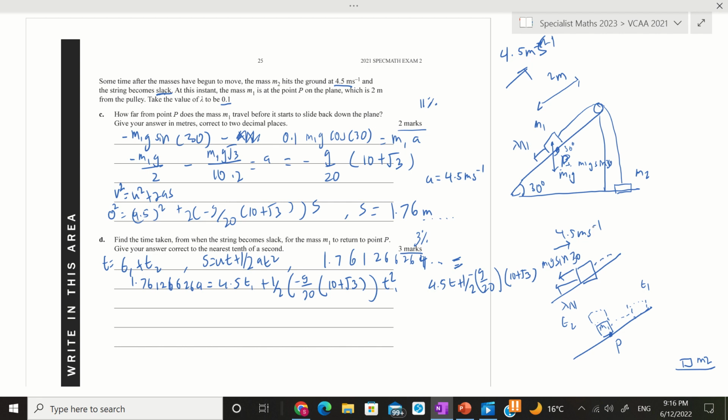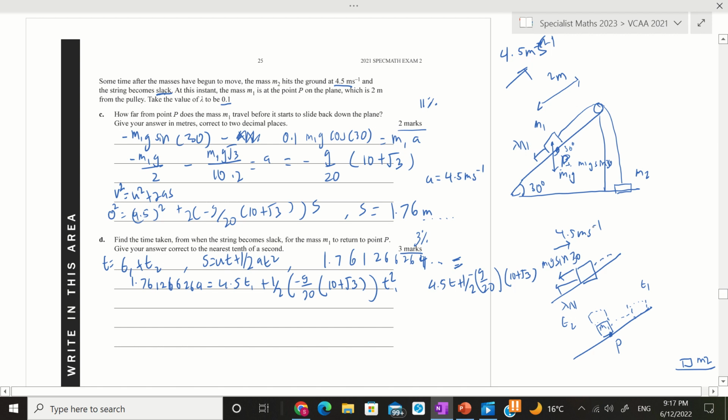The next thing we want to find is this t2 time. After it reaches t1, a certain amount of time is going to pass, which is t2, for it to go back to this point P. Again, we'll be using this formula, but we have to use another acceleration, because once the mass reaches t1, the point on the plane where it stops moving and starts going back down, the motion of m1 is down the plane.